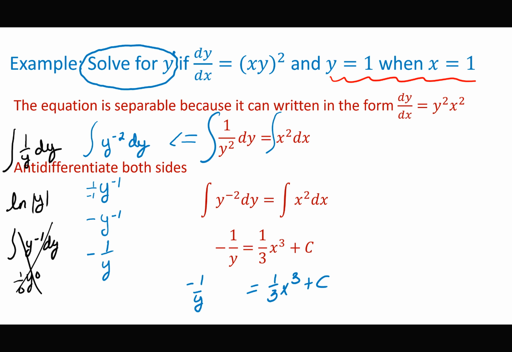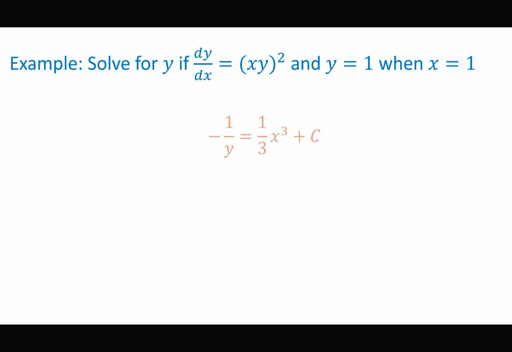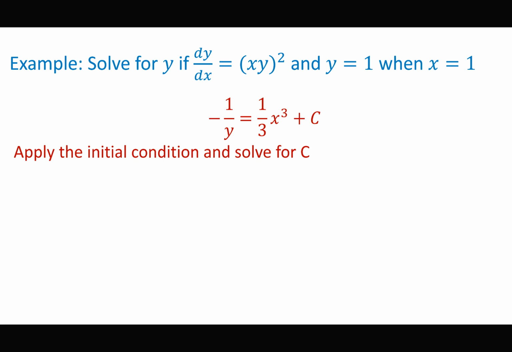Okay. All right. So we're not done yet, because the original problem said to solve for y. We're done with the calculus piece. Now we got to do some algebra to actually get this to simply be y equals something. Okay, and we have that y equaling 1, x equaling 1 piece that we have to worry about too. All right, so this is where we're at. Negative 1 over y equals 1/3 x cubed. Let's apply those initial conditions and actually solve for c.